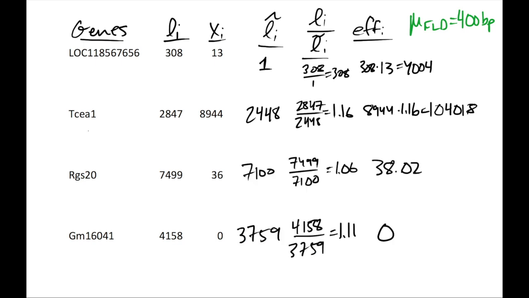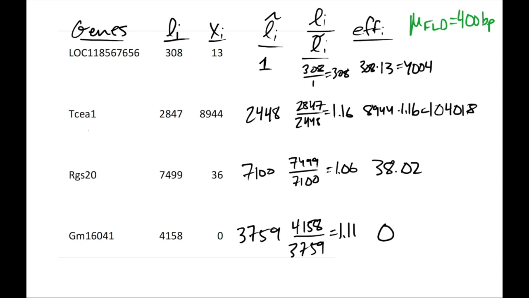All right, now we've gone through them all. Couple of observations. First, we notice that the scaling factor goes down as the length of the gene goes up. That's what we expected. That's what we saw in the very first example. So you can see that RGS20 has a smaller scaling factor than TCA1, for example. I should also note that I abbreviated some of the calculations here. If you want to see them out in full, go back to the first example in this video.